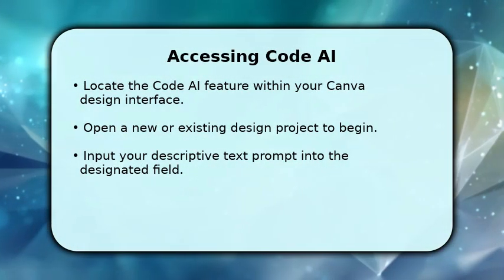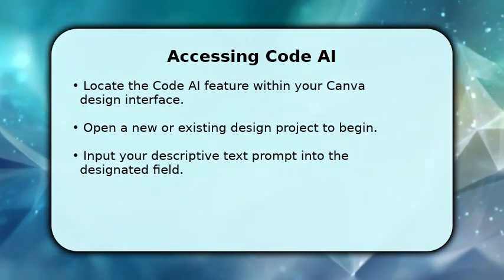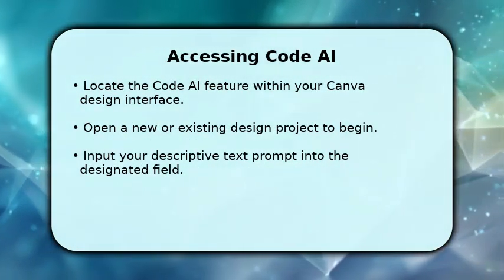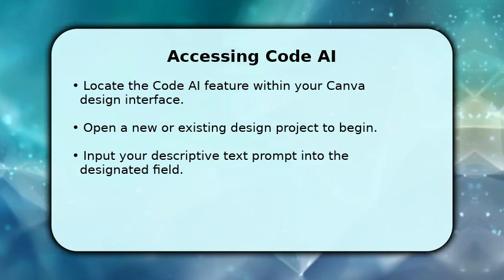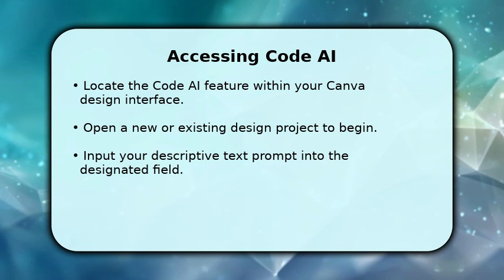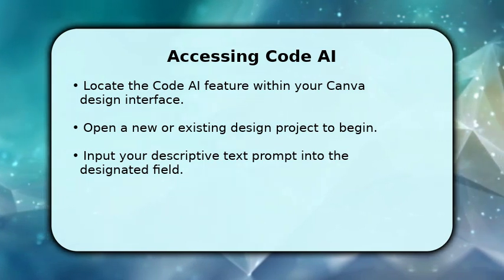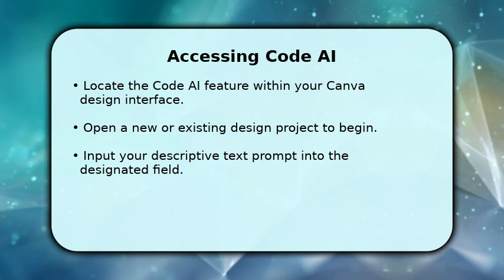To begin, simply open Canva and start a new design or select an existing one. Look for the code AI icon, often found in the left-hand sidebar or under the Apps section. Once activated, you'll see a text box where you can enter your creative prompt.